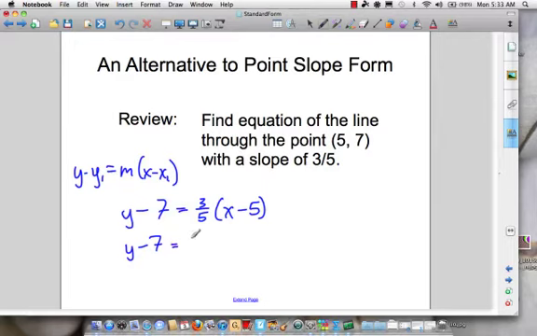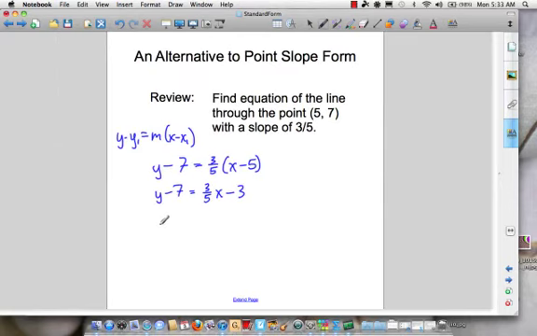So the first thing I would do is distribute the 3/5. So I'd get 3/5 x minus, and I chose this example to be somewhat convenient numerically, 3/5 times 5 is just 3. Then y equals 3/5 x, adding 7 to both sides, I get plus 4. And that's slope-intercept form. But I'm going to go even farther. I'm going to bring the 3/5 over to this side, negative 3/5 x plus y equals 4.